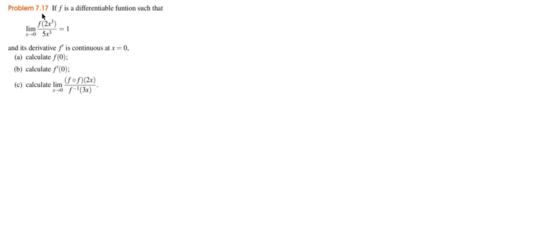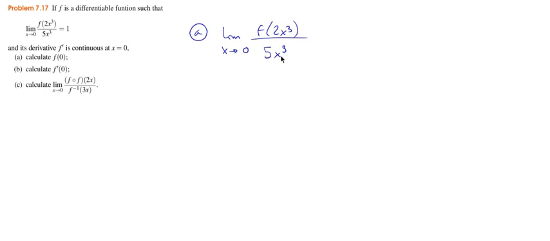Okay, problem 717. If f is differentiable and we have this, the limit when x goes to 0 of f of 2x cubed over 5x cubed equals 1, and its derivative f prime is continuous at 0, calculate f at 0. Well, the first part is easy. We have done this before. The limit when x goes to 0 of f of 2x cubed divided by 5x cubed.